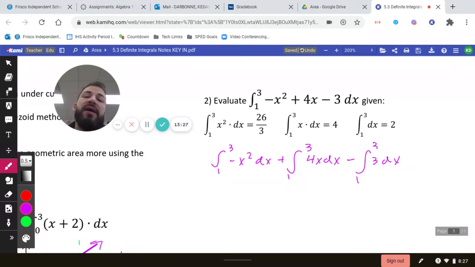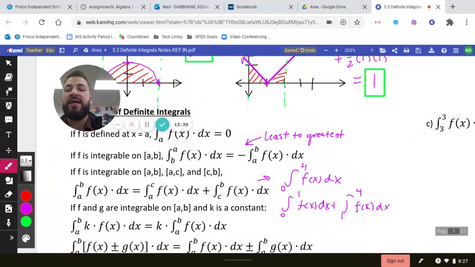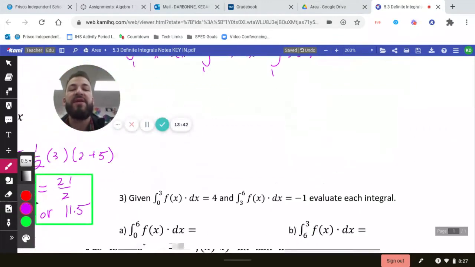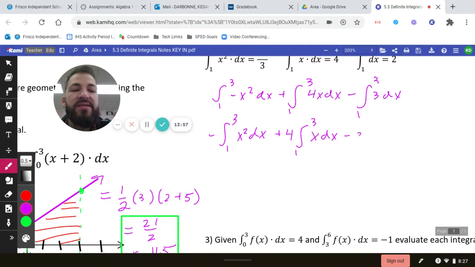Second thing I can do is notice how I have x squared, x, and then just dx. So I need to get these constants of negative and 4 and 3 out. Just like my constant multiple rule, any constant k that's on the inside of the integral, I can move to the outside. So this becomes negative integral from 1 to 3 of x squared dx plus 4 integral from 1 to 3 of x dx minus 3 integral from 1 to 3 of just dx.